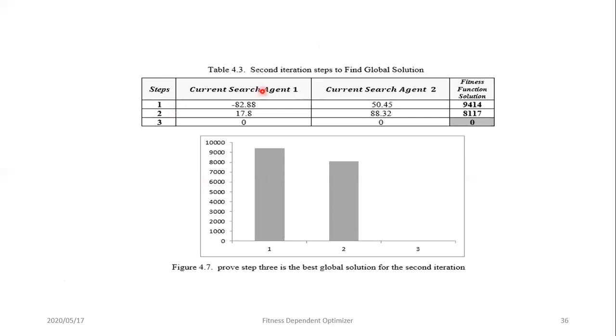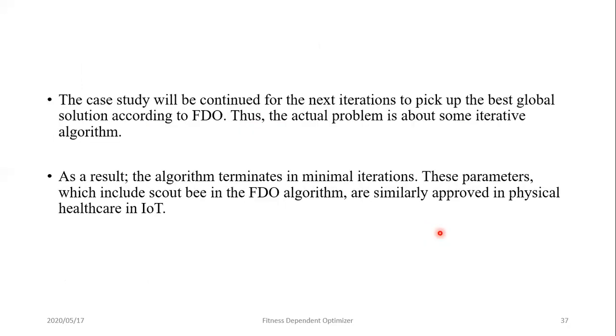And if we have the table, you can see the fitness has been changed. 0, 0 is less than the previous one. Therefore, this is the iteration. You can work out the third iteration. That's the basic idea of how the algorithm works.